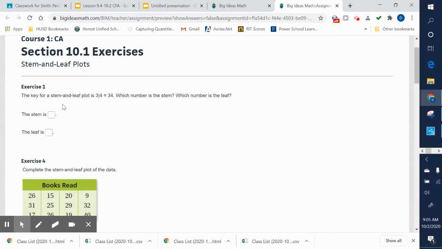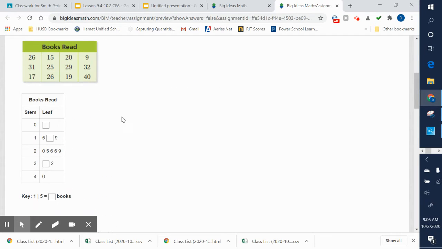So, first question, stem and leaf. The key for a stem and leaf plot is the 3, a line, and a 4, which equals 34. They want to know which number is the stem and which number is the leaf in reference to that number, 3/4. Well, if you think the 3 is the stem, you would put it here. If you think 4 is the stem, you would put it here, and you would put the other number here where the leaf is. If you scroll down to a stem and leaf, you see which numbers are on the left side of the line and which numbers are on the right side of the line, and there's a label at the top to tell you which each one is.